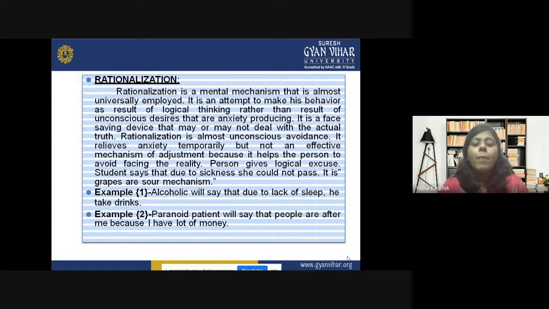Example 2: a paranoid patient will say that people are after me because I have a lot of money. Again, a paranoid patient is using that mechanism and saying that people are after him because he has a lot of money.